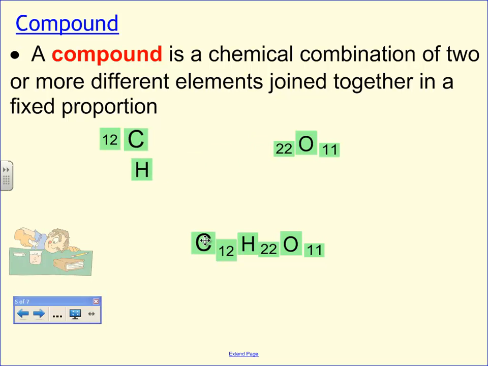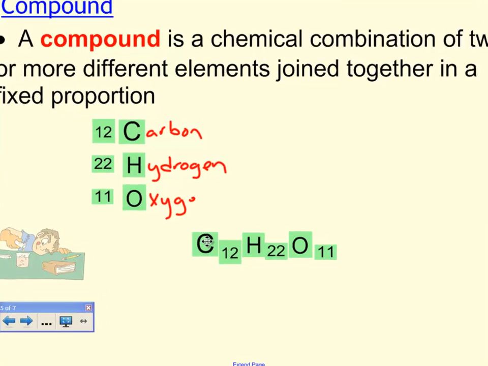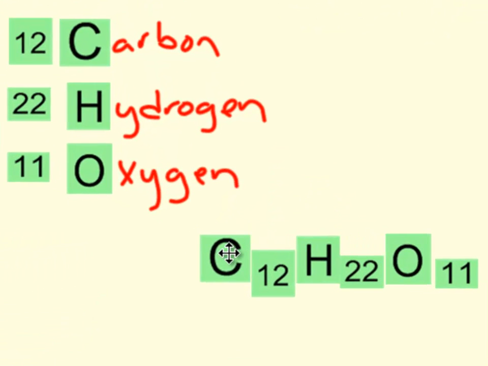And so I'm going to break it down here. What the formula also tells us is how many atoms of each element are in that molecule. So we've got 12 of the C, which is carbon. We've got 22 of the H, which is hydrogen, and 11 of the O, which is oxygen. Remember that the numbers, the subscripts, only correspond to the element that they're right next to. So that 22 just goes with hydrogen, the 12 just goes with carbon, the 11 just goes with oxygen.